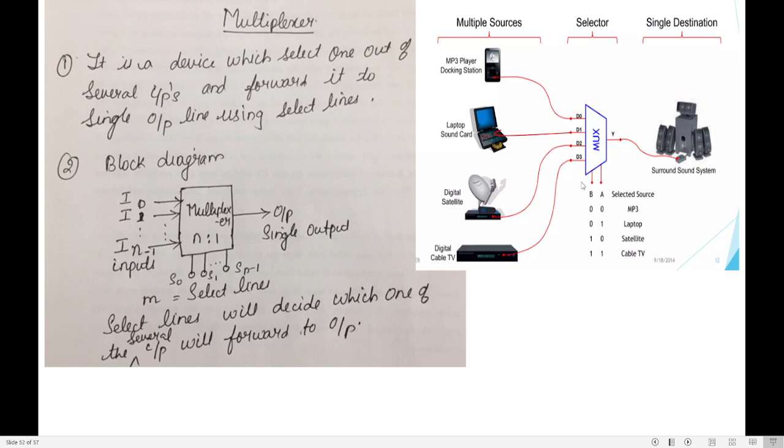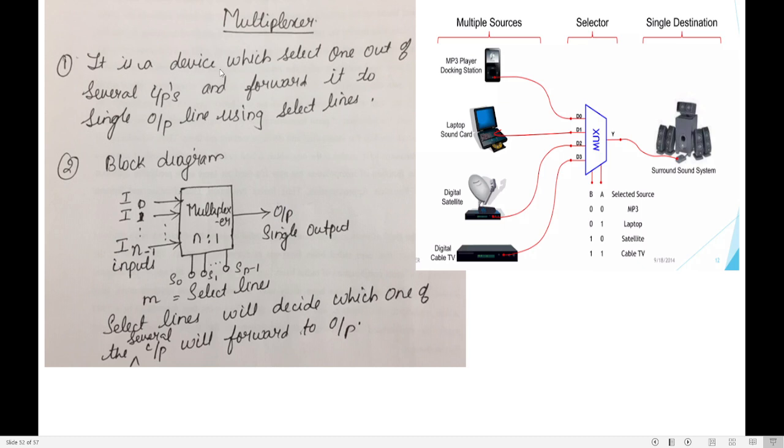The job or objective of a multiplexer is that it has multiple inputs, and it needs to select one input out of several inputs and forward that one input to the output. So how does it do that selection process? It does that selection process with the help of select lines. These two lines are called select lines. This is the definition of multiplexer.